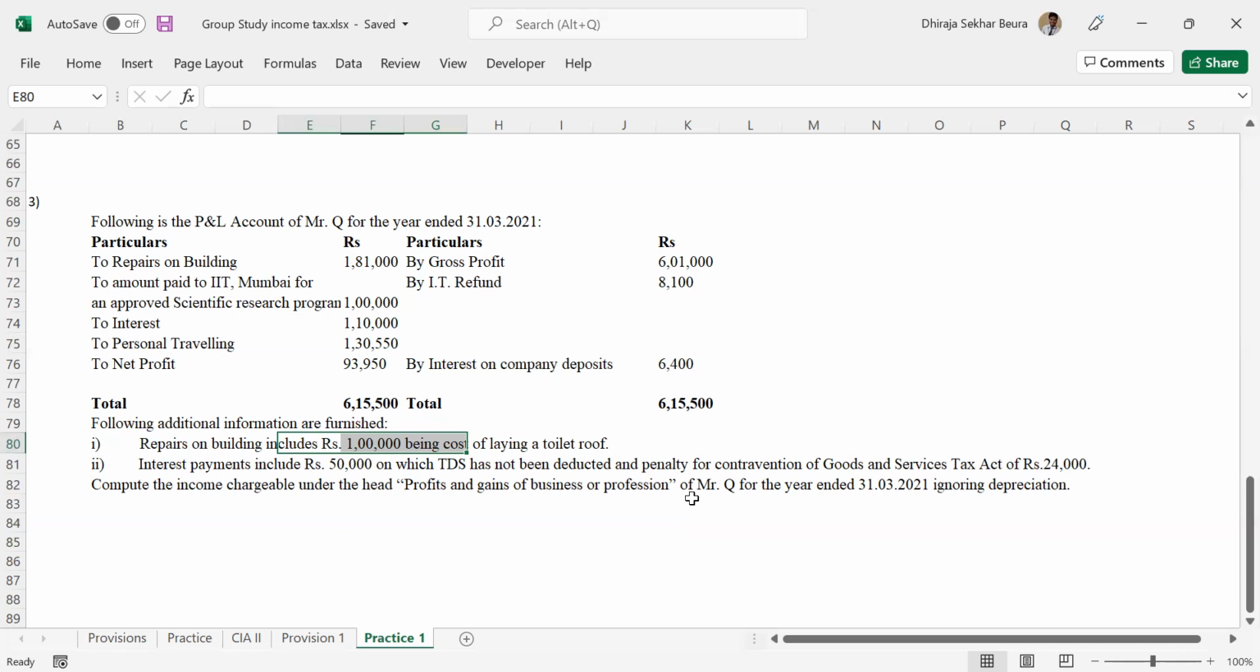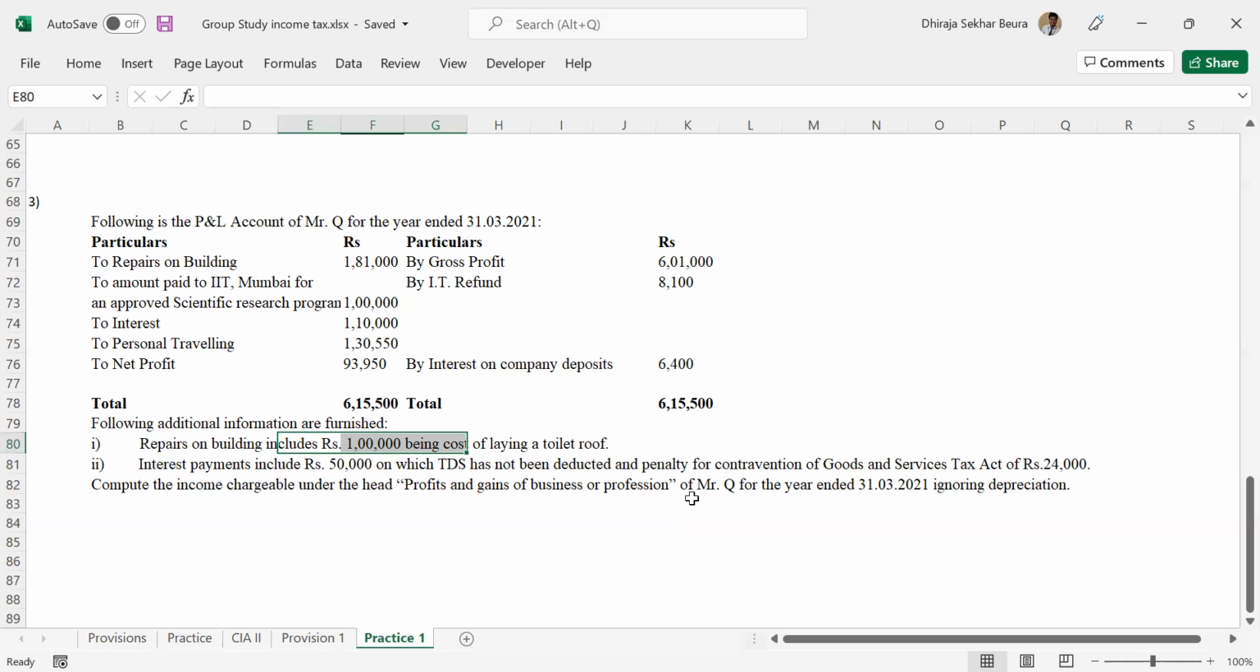Coming back to the question, we had repairs on building of 1,81,000. I'm telling you, 1 lakh is capital expenditure, rest of it is regular expenditure. Make sense? Interest includes 50,000 on which TDS has not been deducted. There is a separate provision where some expenses will not be allowed to the organization if the TDS has not been deducted, which is why companies are so serious about TDS. Because they know if they don't deduct it, it will not be allowed for them while calculating the income taxes. So 50,000 of interest is not allowed here.